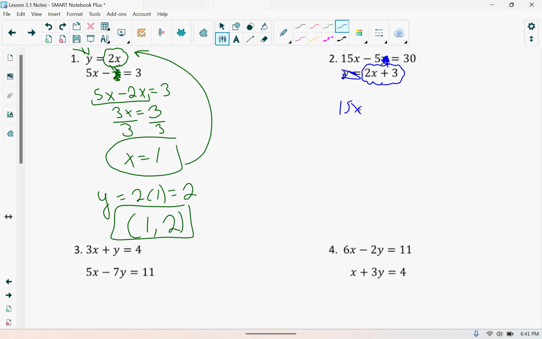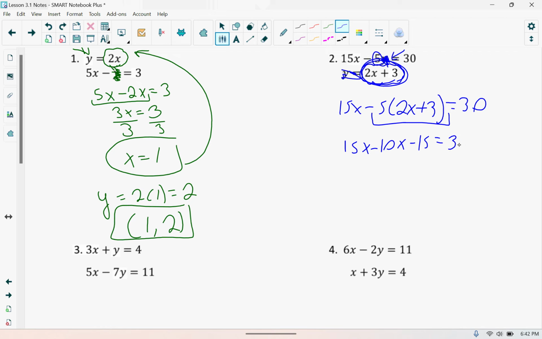So I have 15x minus 5 times (2x plus 3) is equal to 30. So notice what I'm doing. I'm replacing that y that was right here with this. And then I'm just going to distribute that negative 5, and then do the math, do the algebra here. So I have 5x minus 15 is equal to 30.